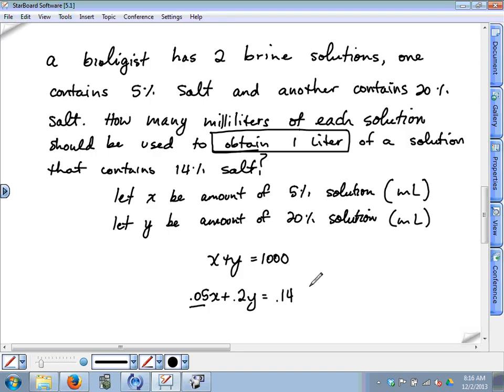How many milliliters, though? Which is 1,000. Does that make sense? Most students, when learning this, will leave out that 1,000 and just have the 0.14 there, which is a mistake. It has to be a concentration of a fluid amount. Here, it's 0.05 of X milliliters. This is 0.2 of Y milliliters. This has to be 0.14 of 1,000 milliliters. So we have the two equations. How do we solve it now?